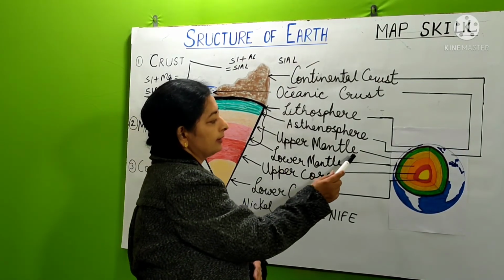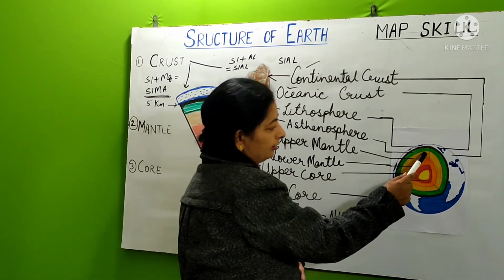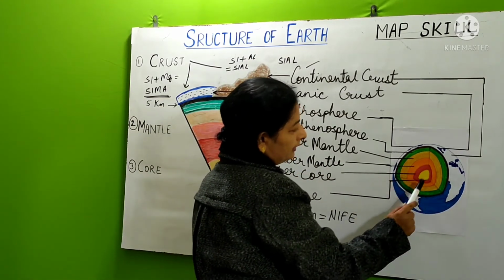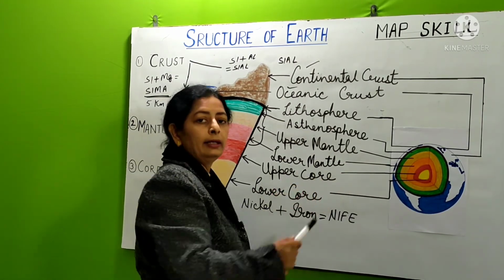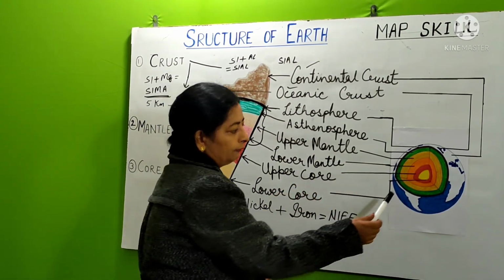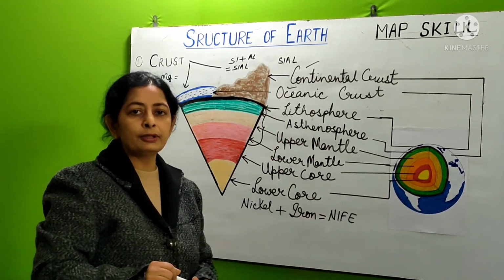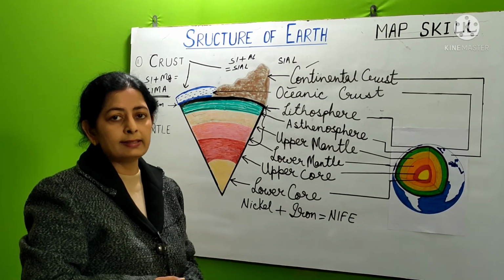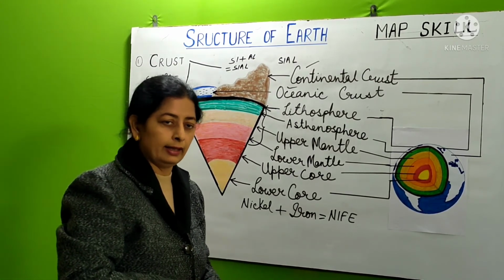Then the second layer is the mantle. Upper mantle, you can see here these yellow structures. This is the upper mantle, which is in molten state, and the lower mantle is in solid state. And then we have the core of the earth, the last two layers. It is the core of the earth, which is also called Nife because of the abundance of minerals contained, that is nickel and iron.